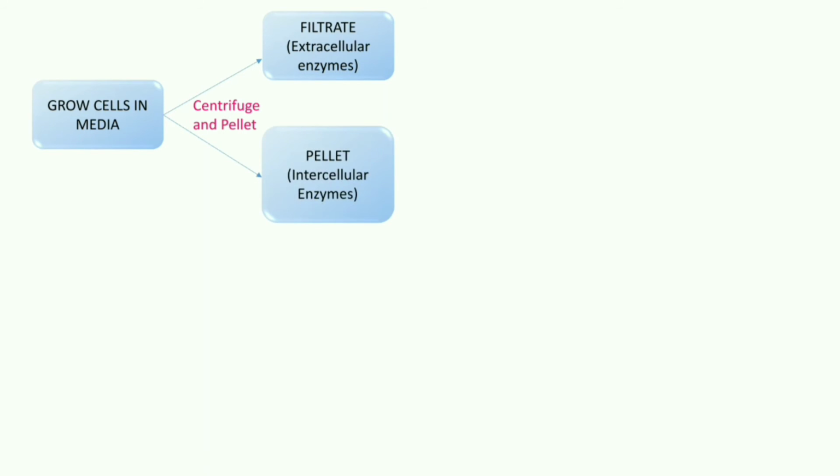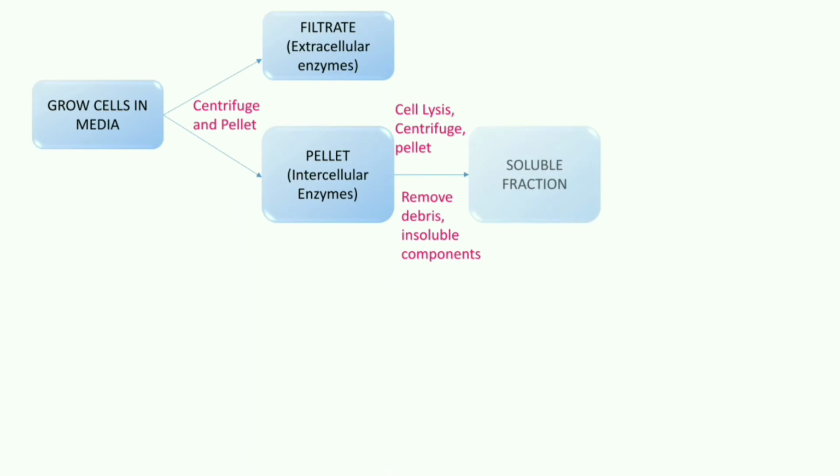We have to grow the cells in a suitable medium. After the suitable growth is obtained, you need to centrifuge this mixture. You will either get a filtrate which is known to contain extracellular enzymes, and you will get a pellet which will contain intracellular enzymes. So, if you want to extract intracellular enzymes, you need to bring about lysis of the cell, again centrifuge it, separate the cell debris and use the supernatant as a source of your intracellular enzyme. After this you get a soluble fraction.